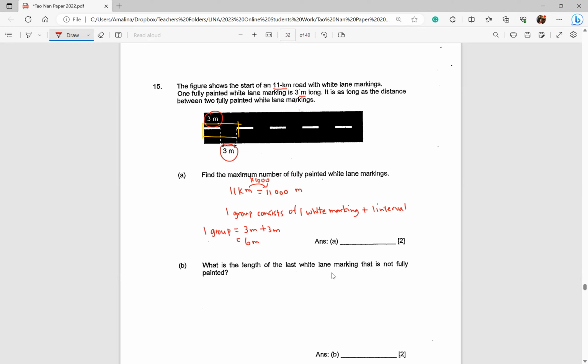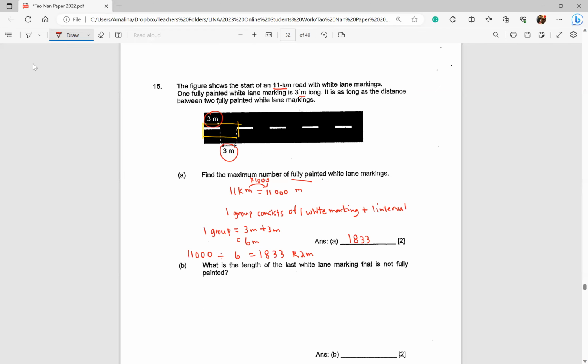Okay, so how do you find the number of groups? 11,000 meters, I divide by 6. I will get my answer, 1,833 groups and then a remainder of 2 meters. So you must be very clear of your remainder 2. This is not 2 markings. This is the remainder of 2 meters. Okay, so the maximum number of fully painted white lane markings is 1,833.